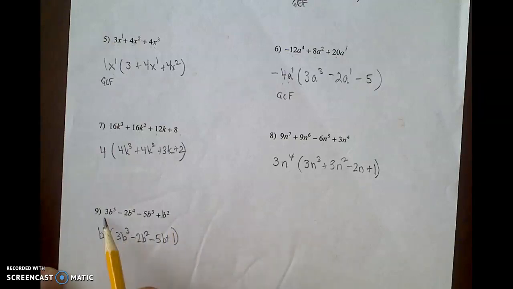Alright, I'm going to take each of these terms and divide it by b squared. 3b to the fifth divided by b squared is 3b cubed. Negative 2b to the fourth divided by b squared, negative 2b squared. Negative 5b cubed divided by b squared, negative 5b. b squared divided by b squared is 1.